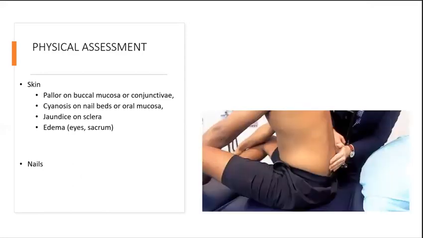Remember, in patients with fluid overload, if they've been lying down for an extended period, what happens? The fluid begins to migrate from the legs to the sacral region. So it's very important that you assess this area for edema.